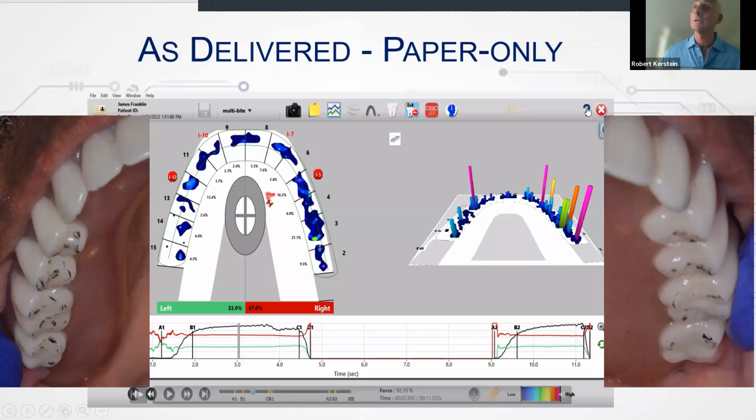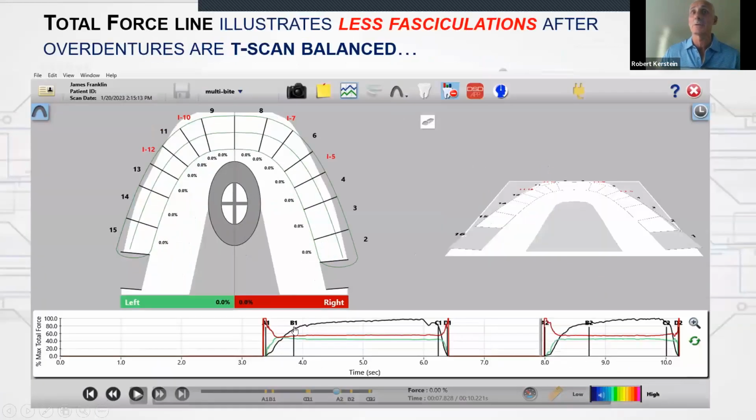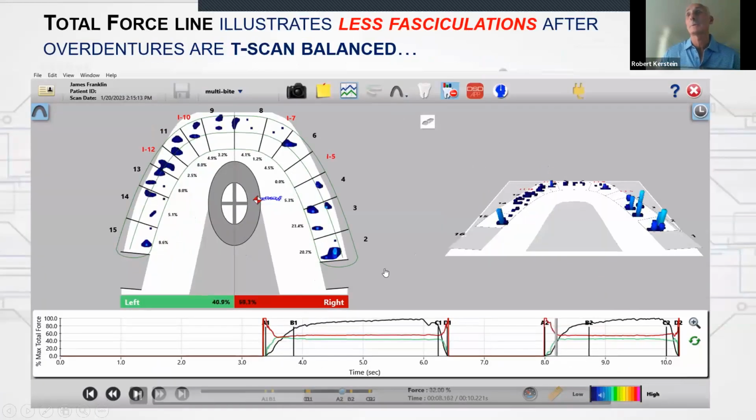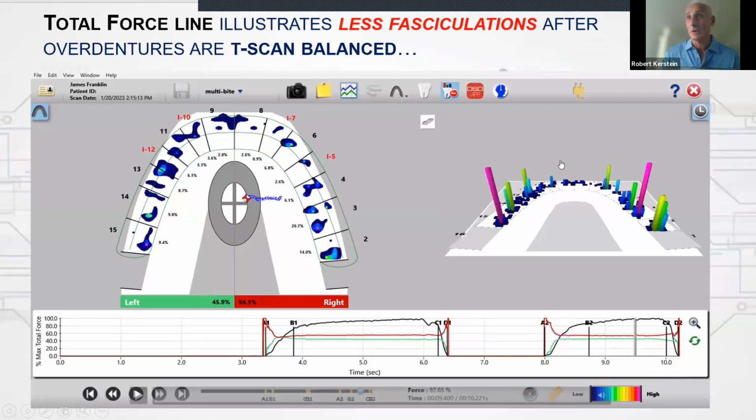Then we go ahead and treat that denture. We actually use the TScan to control what's happening, the earliness of all these areas, the late left side with low force, and we want to deal with all these high forces. So when we get a corrected one, watch what happens. Things rise together. See how all the columns go up together. The center of force comes to the middle. The balance is only 4% off.